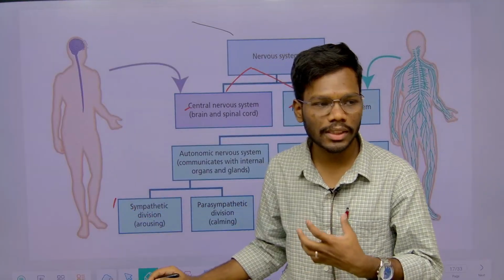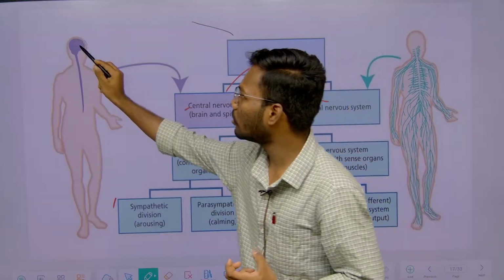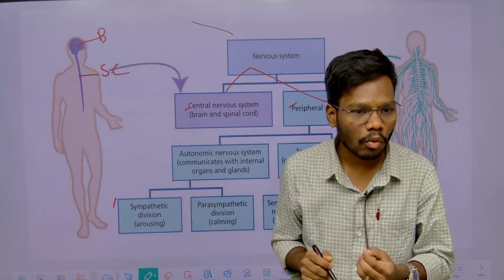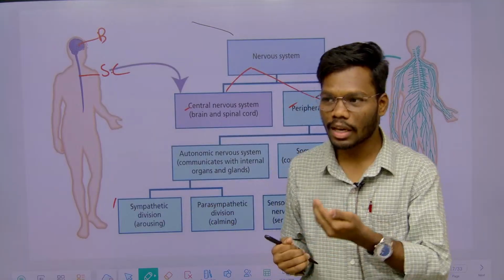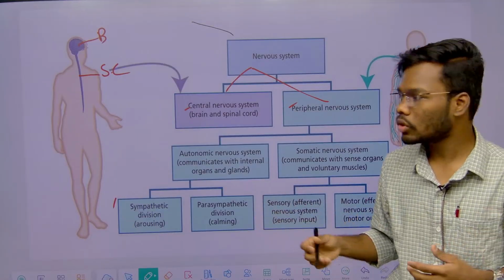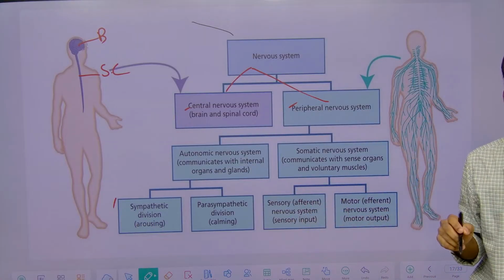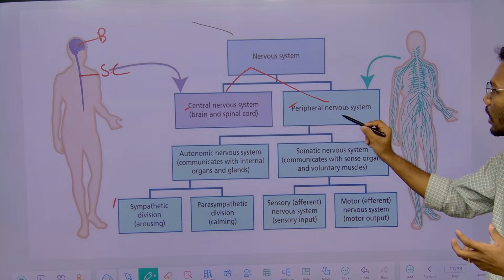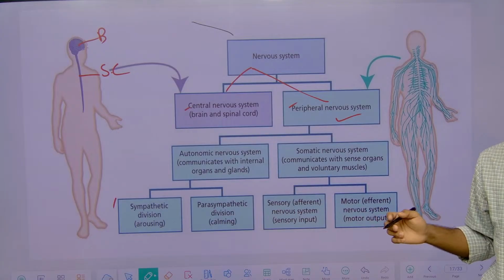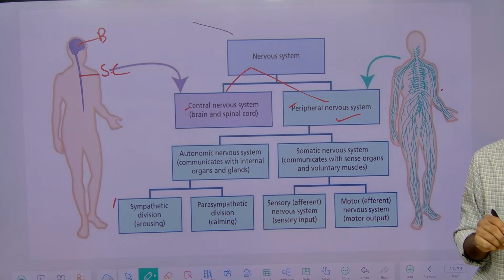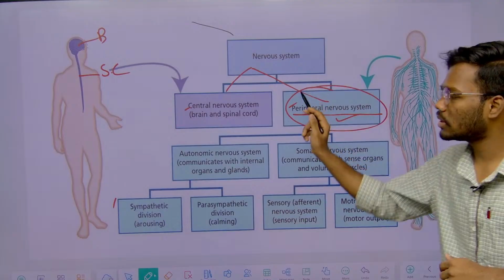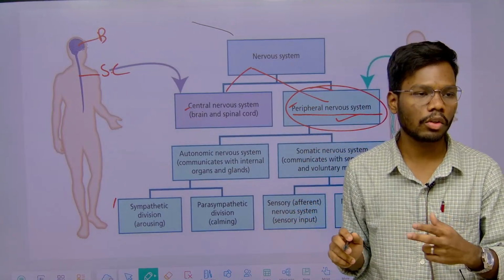If you see the body, the central coordination point is the brain and also the spinal cord. These two come under the central nervous system. Whereas the peripheral nervous system: the periphery is nothing but the visceral areas, all the ends. All the body parts are spread with nerves, and all these peripheral nerves come under the peripheral nervous system. The cranial nerves, spinal nerves, all these nerves are called the peripheral nervous system, right?